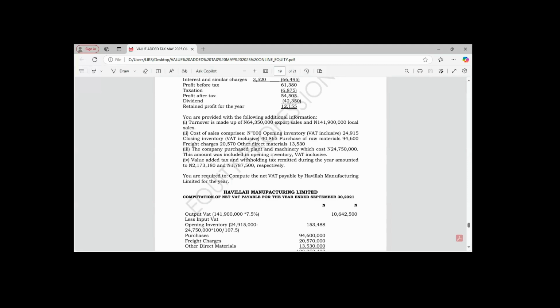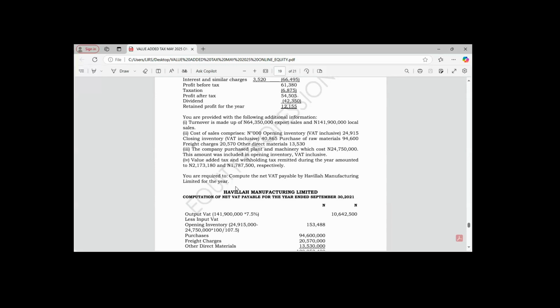Then 3. The company purchased plant and machinery which cost 24,750. This amount was included in opening inventory, VAT inclusive. Value added tax and withholding tax remitted during the year amounted to 2,173,180 and 1,787,500 respectively. You are required to compute the net VAT payable by Avila Manufacturing Limited for the year.